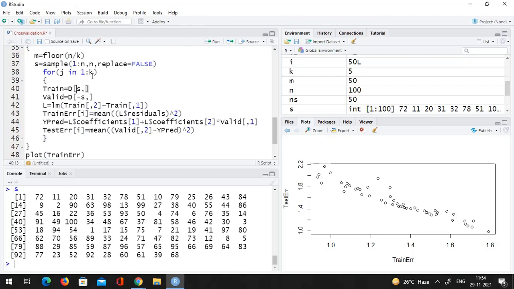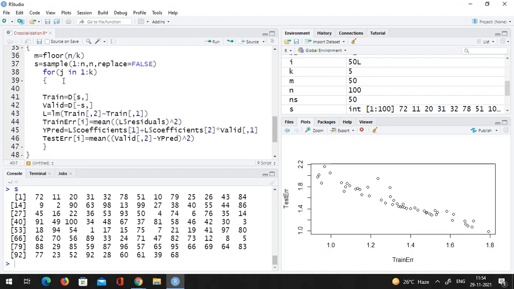So for j in 1 to k, I have to construct my training set and test set. How do I construct that? Let me say T1 is the number of observations in the training set, so that the remaining observations are in the test set. Or you can say T1 is the number of observations in the test set, so that the remaining are in the training set. So I have to pick either the first 20, the 21st to 40th, or the 41st to 60th.